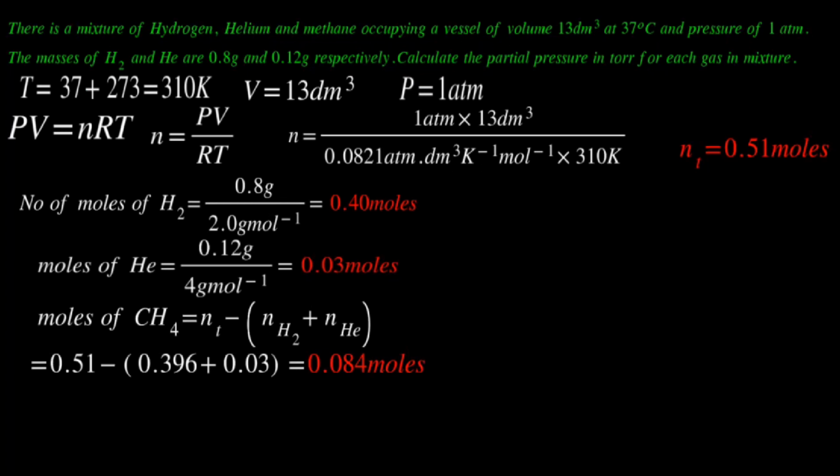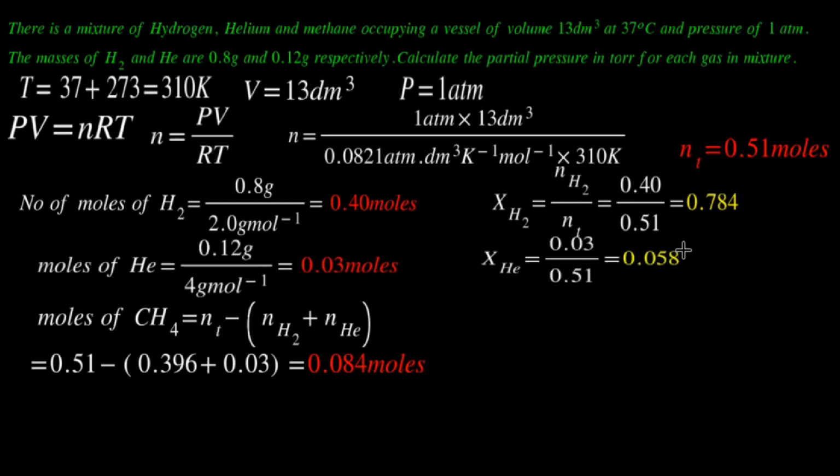Now the number of moles of hydrogen, helium and methane are found. Now let's find the mole fraction of hydrogen, helium and methane. For this, divide the number of moles of hydrogen by the total number of moles and it will result in 0.784 for hydrogen. Similarly, for helium, it would be 0.058 by dividing the number of moles of helium by the total number of moles. For methane, it would be 0.164 by dividing 0.084 moles of methane by the total number of moles of the system. Now the mole fractions of hydrogen, helium, and methane are found. Let's put this data in Dalton's equation.